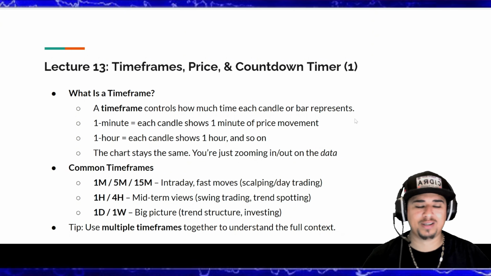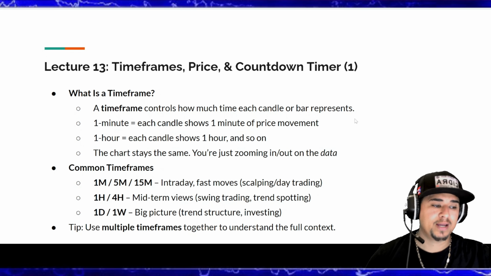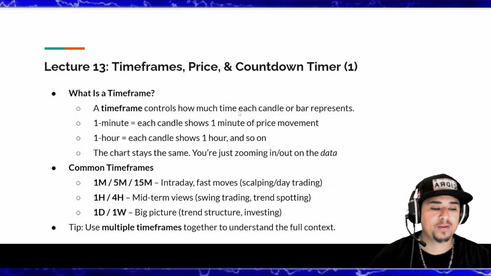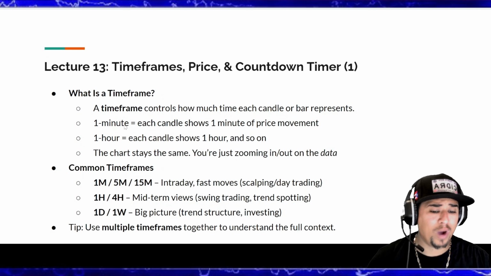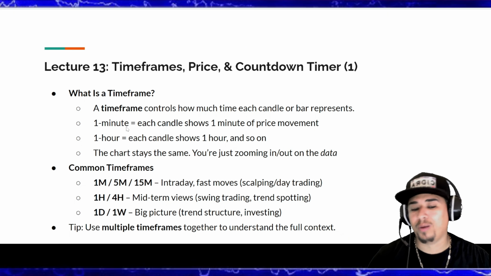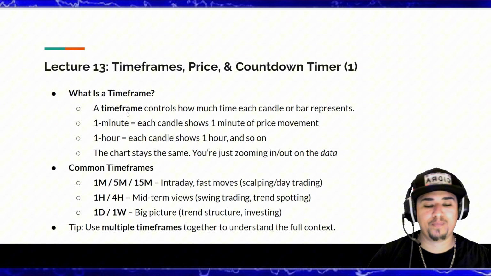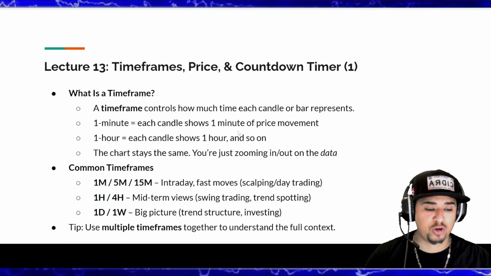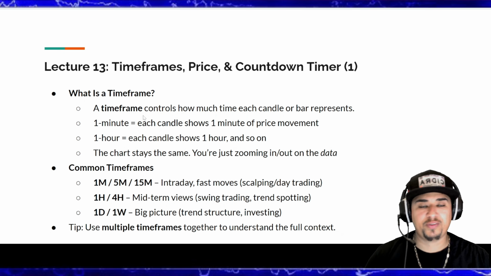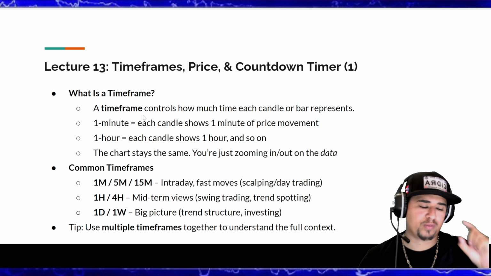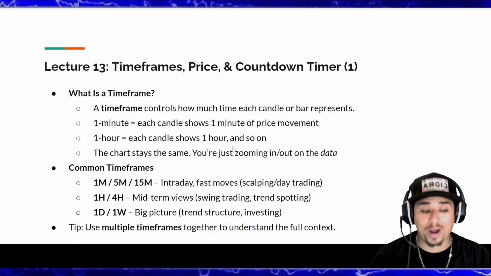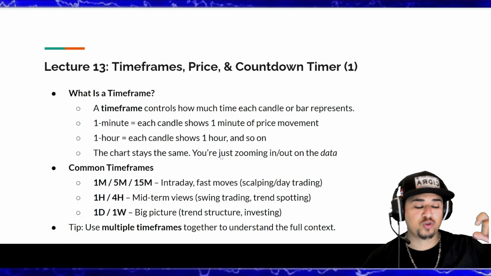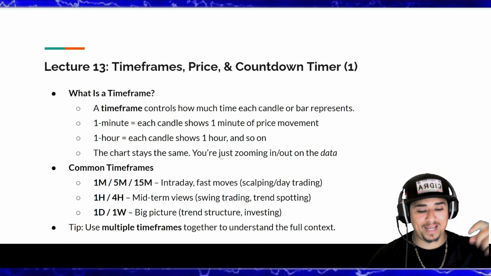It says bar because there are technically different ways to represent price on the chart. But at least in this course, we're always looking at candles. So a 1 minute candle or a 1 minute time frame equals each candle shows 1 minute of price movement. If you're looking at the 1 minute time frame, each candle literally represents 1 minute of price movement. The 1 hour, each candle shows 1 hour of price movement, and so on. So the chart stays the same. You're just zooming in and zooming out of the data.